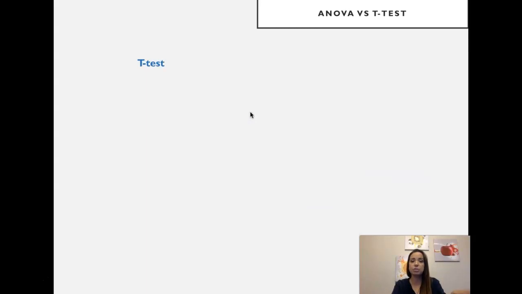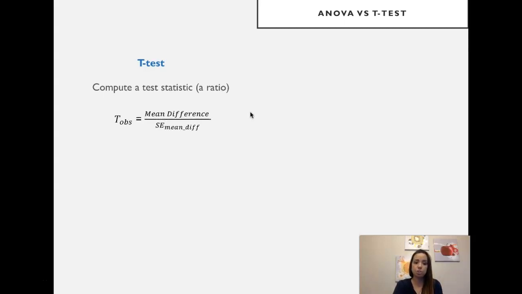Let's dive into the difference between ANOVA and t-test. For a t-test, we compute a test statistic that is a ratio of mean difference to the variation in mean difference, the expected sampling variation in mean difference. And really, every test statistic is sort of this signal to noise ratio. The signal is the difference that you see, the correlation that you see, and the noise is the amount of variability that is in there, okay?